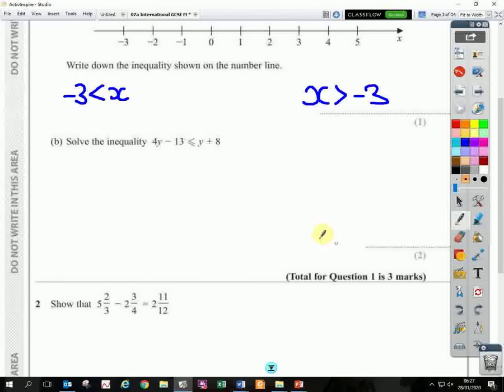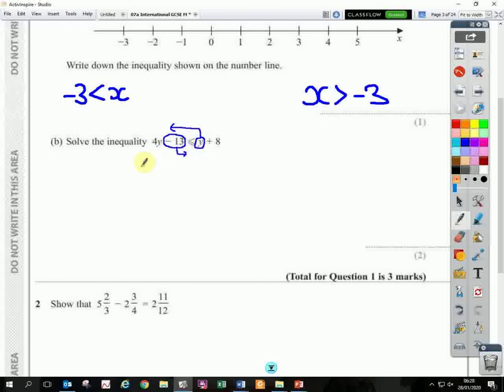Next one, we solve this as if it were an equation, but you must not change the inequality to an equals symbol. Do not do that. So, the technique I'm going to use is I'm going to gather all the y's on one side and all the numbers on the other side. And I like to draw some little bubbles here. And I always tend to deal with the least y's.